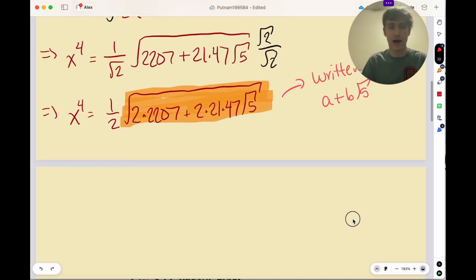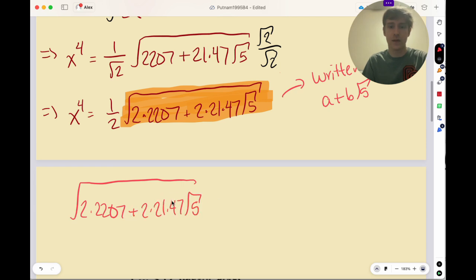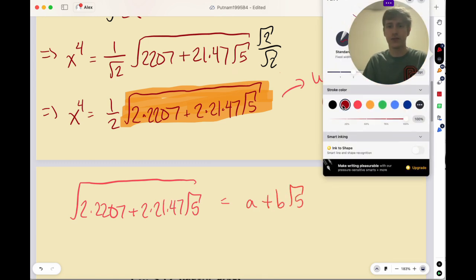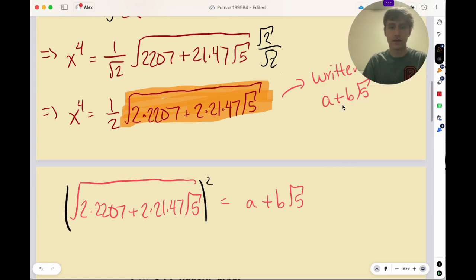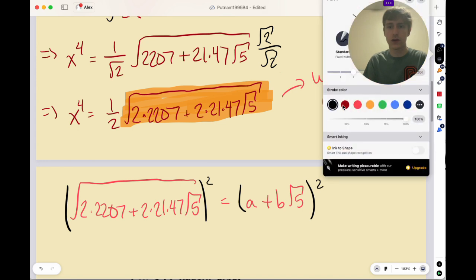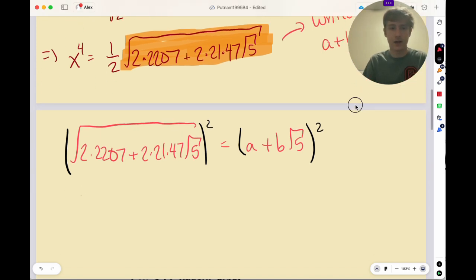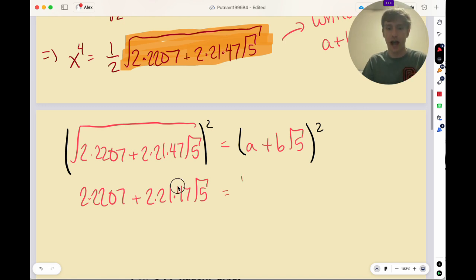Let's just see. Okay, so we have that the square root of 2 times 2207 plus 2 times 21 times 47 root 5. We're going to see if that equals a number like a plus b root 5. Okay, so what do we do? We square both sides, and what we're going to end up with is 2 times 2207 plus 2 times 21 times 47 root 5 is going to equal, when you FOIL this out, a non-root 5 term, which is a squared plus 5b squared, and a root 5 term, which is 2ab root 5.